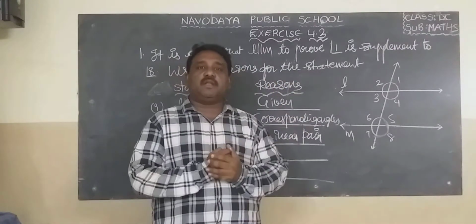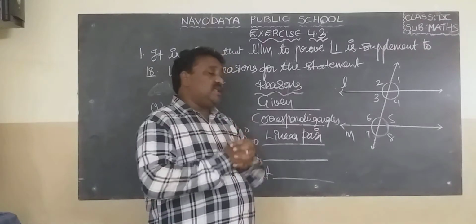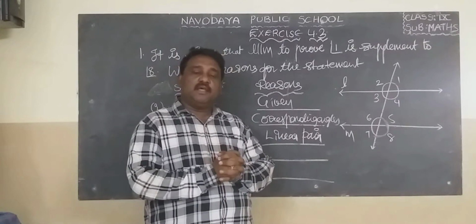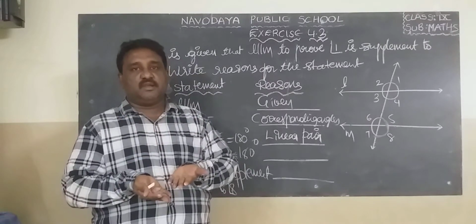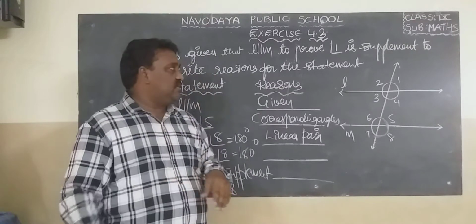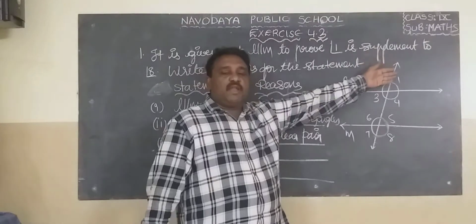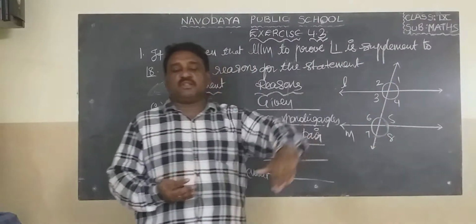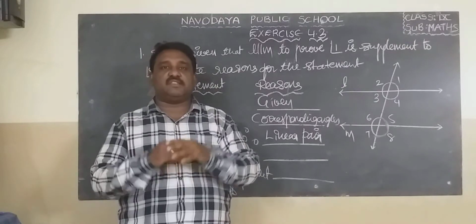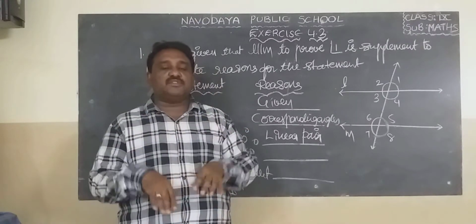Fourth one. Angle 1 plus angle 8 equal to 180. What is angle 1? Exterior angle. What is angle 8? Exterior angle. And they lie on the same side of the transversal. I told you in the introduction, angle 1 is an exterior angle, angle 8 is an exterior angle, they lie on the same side of the transversal. Their sum is 180. Why is it 180?